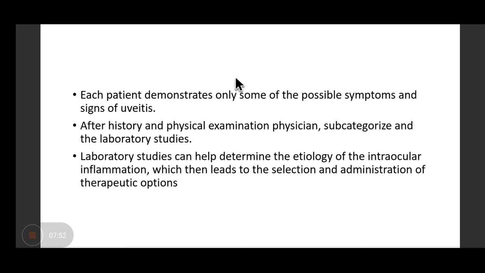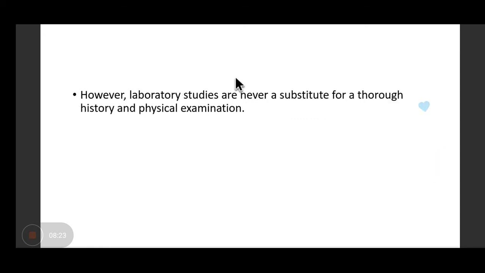After history and physical examination, you have to subcategorize these patients and then accordingly investigate the patient. You don't have to advise all the investigations for every patient. That is not feasible, and it is not possible for the patient to afford so many investigations, because the list of uveitis investigations is huge and not ending. The lab studies can determine the etiology of the intraocular inflammation, which then will help you select what therapeutic options you have for the patient.